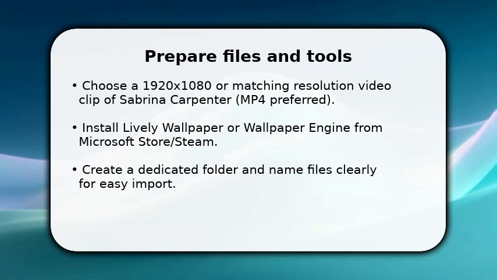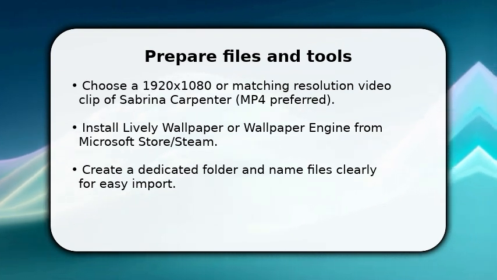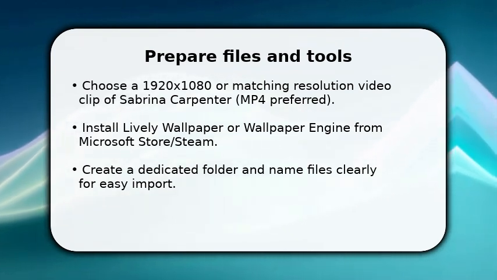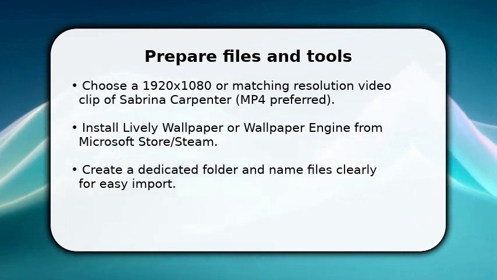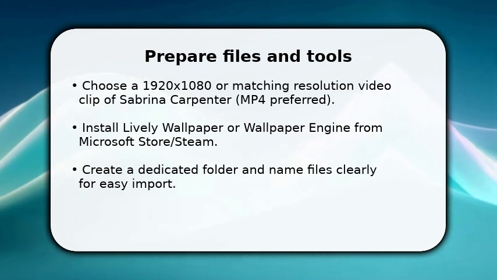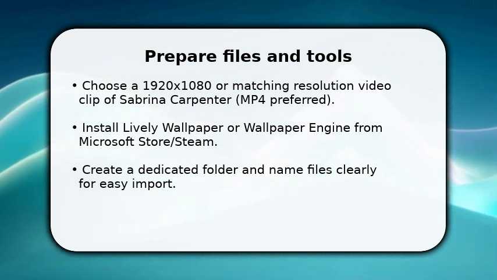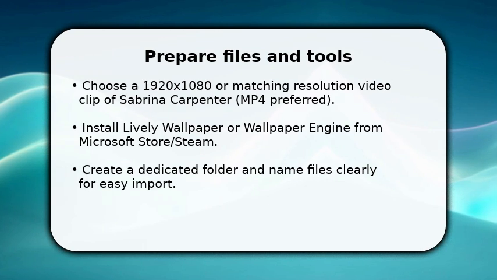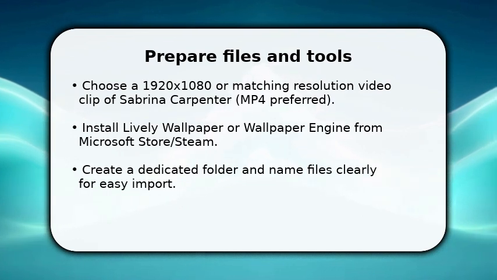You start by collecting the media and app. Download a high-quality MP4 clip of Sabrina Carpenter that matches your display resolution. This reduces scaling artifacts. Then install Lively Wallpaper or Wallpaper Engine. Pick whichever you already own. Once done, put the MP4 and any accompanying audio in one folder and rename them descriptively so the wallpaper software imports cleanly. This gets you past setup friction fast and lets you jump straight into creating an animated wallpaper.